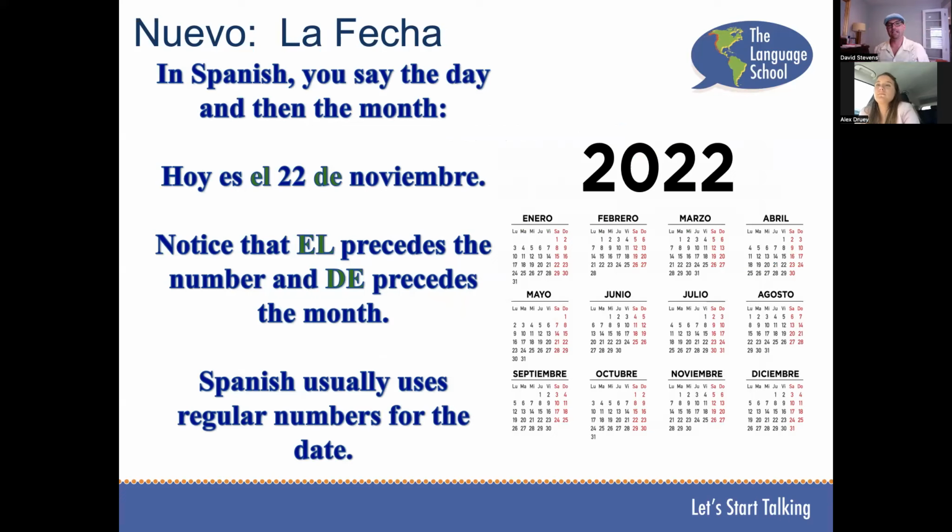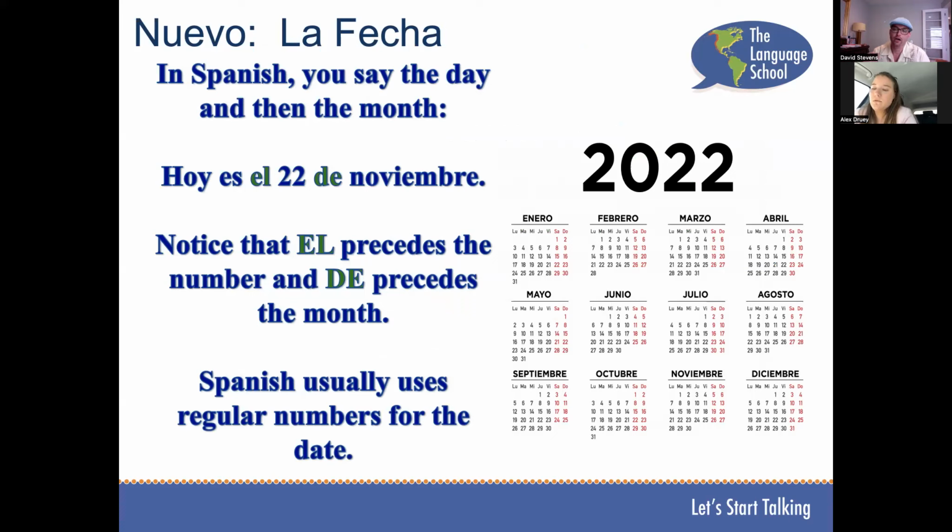Okay, so when we're telling the date in Spanish, of course, like everything else, it's backwards. You start by saying the day and then you follow with the month, right? Hoy es el 22 de noviembre. That's like saying today is the 22nd of November. Pay attention here. The word el comes before the numerical day, and then the day is going to come before the month.